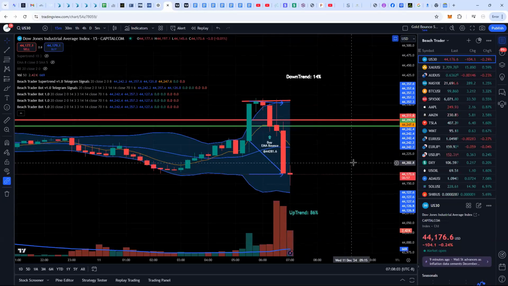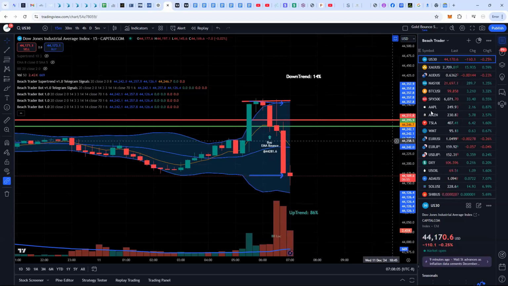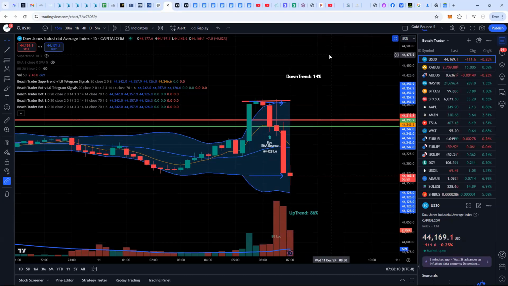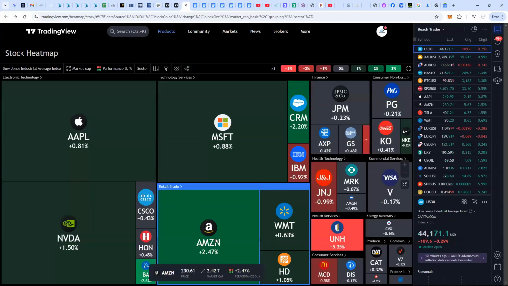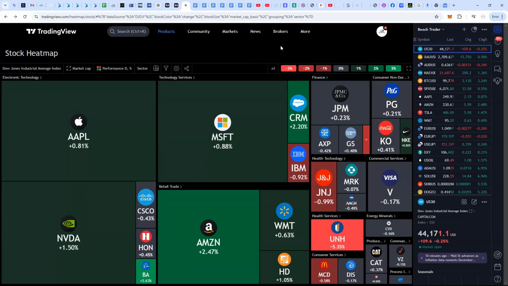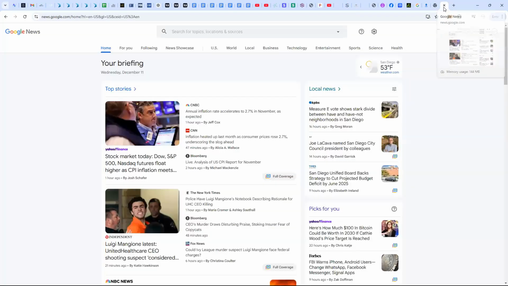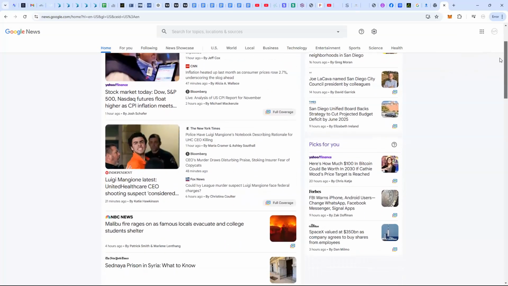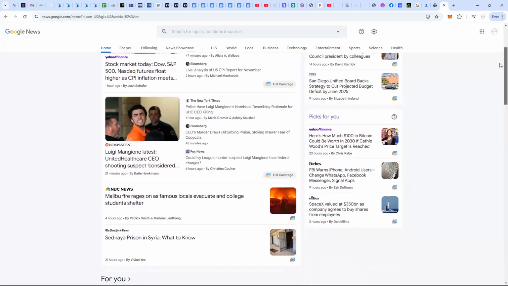Here goes US 30. US 30, we want it to go up, up, up because everything is saying that it's going up. Even the heat map is showing us it's going up. Look. So the only thing I can say is that this is going to be a weird day of trading. If you trade throughout the day today, you'll see now that it's not as volatile.